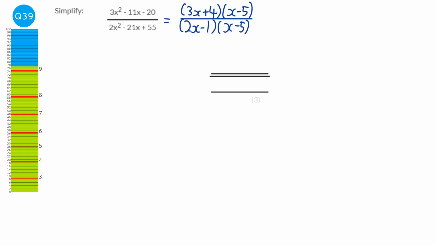Now, it's not a coincidence we have the x minus 5 at the top and the x minus 5 at the bottom, because we're just going to divide that out to simplify the fraction. So we're just going to divide that out. That will convert it into 1, and 3x plus 4 times 1 is just 3x plus 4, and same with the bottom. So we end up with 3x plus 4 at the top and 2x minus 1 at the bottom.